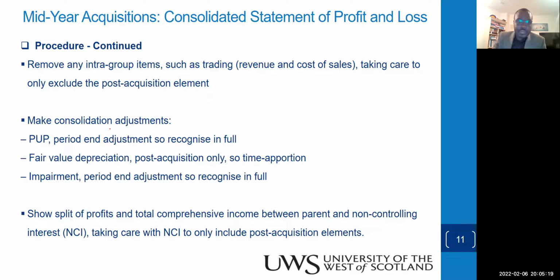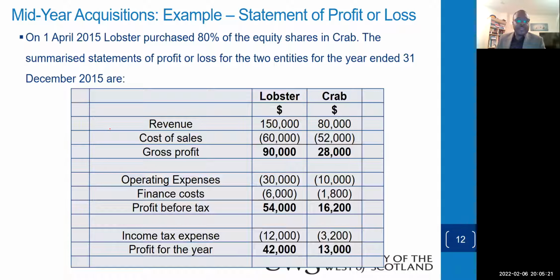Let's take an example. After this, we end. This is quite straightforward. On 1st April, Lobster purchased 80%, so the NCI's portion is 20%, in Crab. The summarized statement of profit or loss for the two entities is as at 31st December.